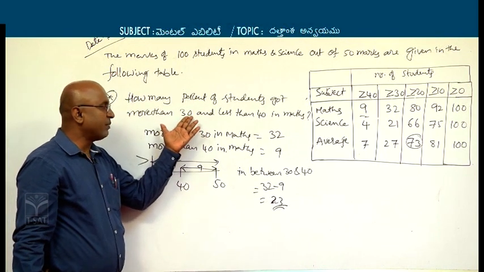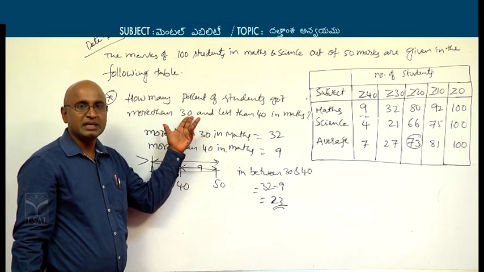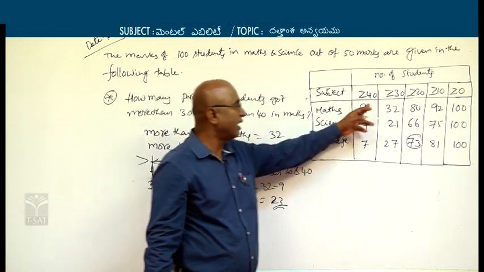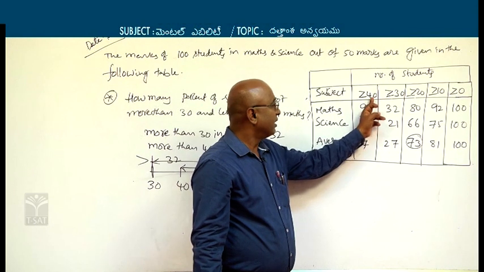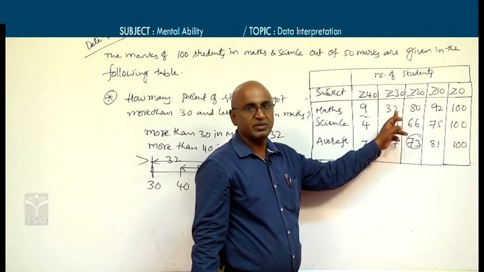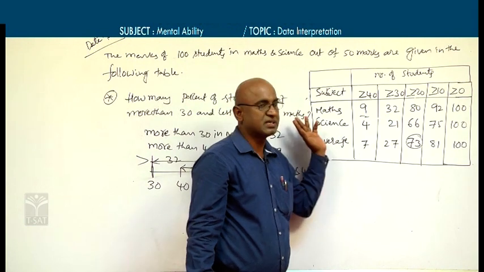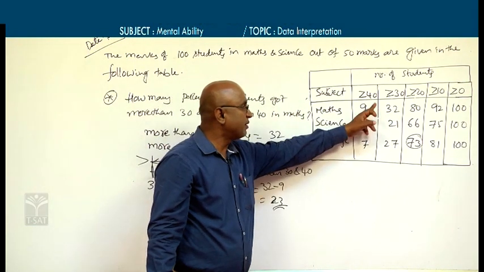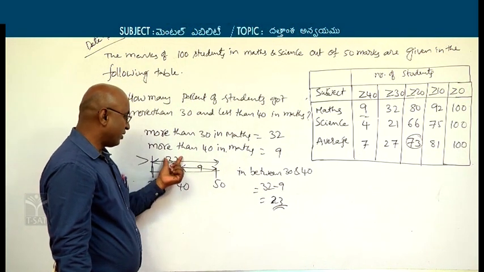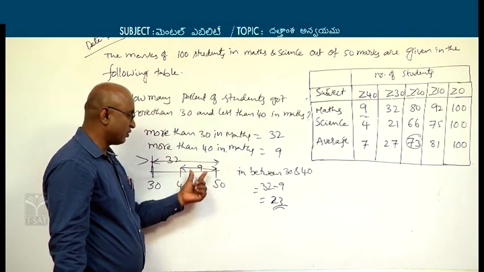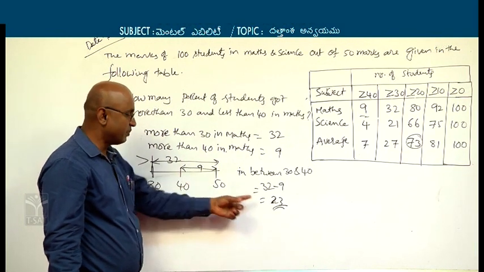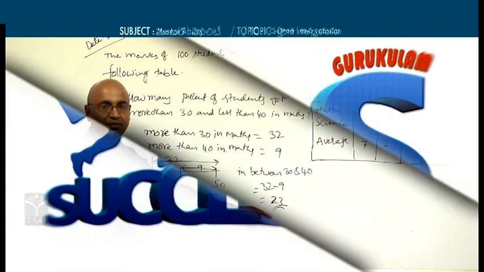మ్యాథ్స్లో 30 మార్కులకి 40 మార్కులకి మధ్యలో ఎంతమంది ఉన్నారు అంటున్నాడు. ఇక్కడ మనకి ఇచ్చిన టేబుల్ కూడా ఆ విధంగా లేదు. 40 కంటే ఎక్కువ వచ్చిన వాళ్ళు ఎంతమంది ఉన్నారు, 30 కంటే ఎక్కువ వచ్చిన వాళ్ళు ఎంతమంది ఉన్నారు, 20 కంటే ఎక్కువ వచ్చిన వాళ్ళు ఎంతమంది ఉన్నారు. ఈ టేబుల్ బేసిస్ చేసుకొని మనం దీన్ని సాల్వ్ చేయాలి. 30కి 40కి మధ్యలో ఉన్నాళ్ళు అంటే 30కి నుంచి 50కి ఉండేవాళ్ళు 32లో నుంచి 40 నుంచి 50కి ఉన్న వాళ్ళు 9 మందిని తీసేస్తే మనకి 30కి 40 మధ్యలో ఉన్న వాళ్ళు వస్తారు. సో ద పీపుల్ ఈజ్ ద 23.